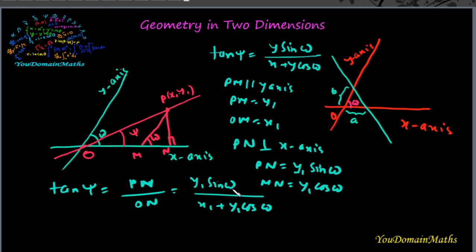Here tan phi equal to y1 sine omega by x1 plus y1 cos omega, and also tan phi equal to y sine omega by x plus y cos omega. So we can write easily from these two relations, using the componendo and dividendo method, that the equation of a straight line which passes through the origin and a single point x1, y1 is y by y1 equal to x by x1.